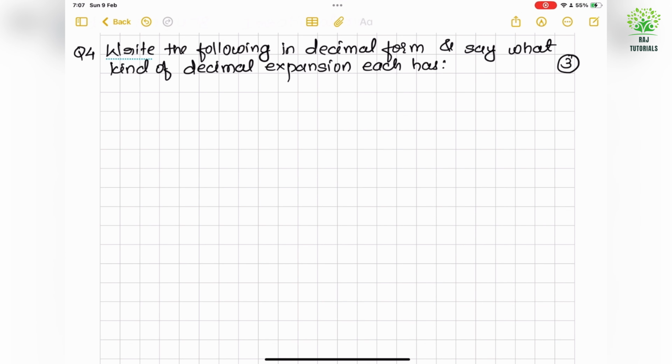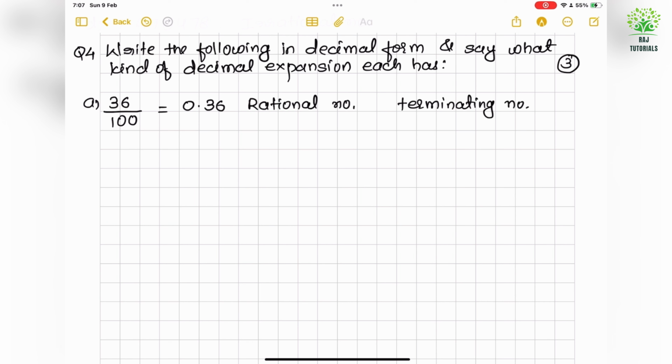Now the next question says, write the following in decimal form and say what kind of decimal expansion each has. First is 36 upon 100. So this I can directly say it will be 0.36, and it is a rational number and it is also a terminating number.